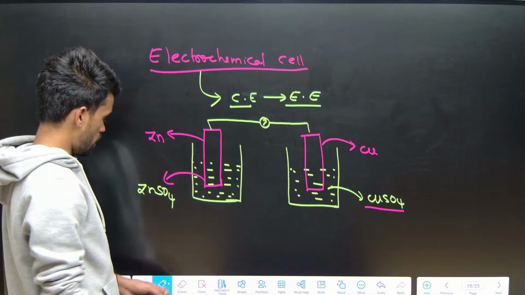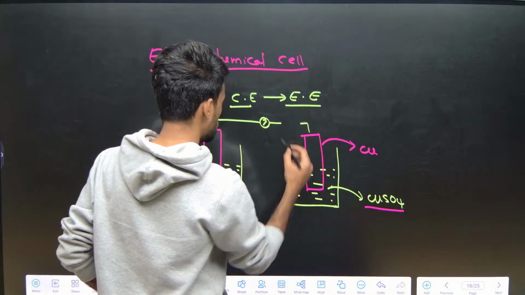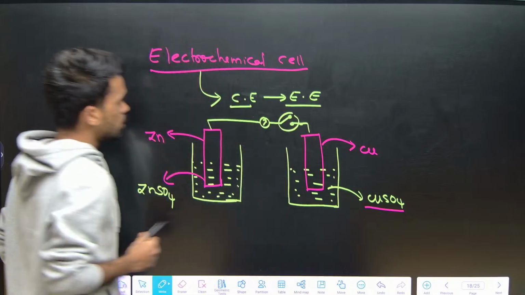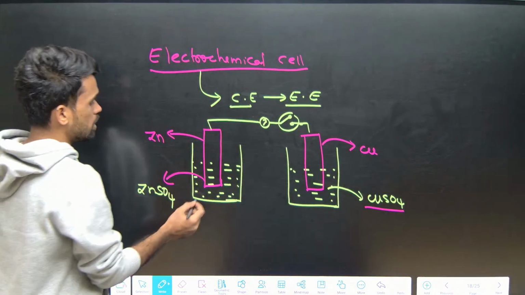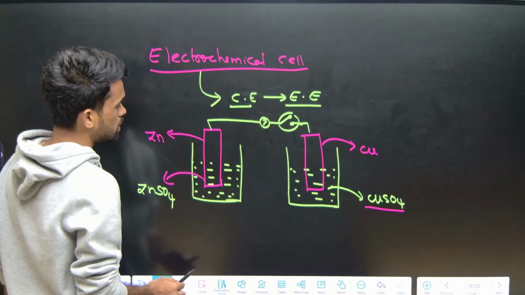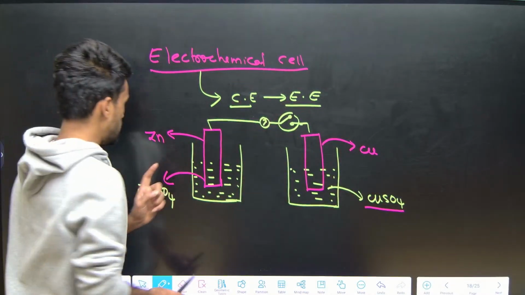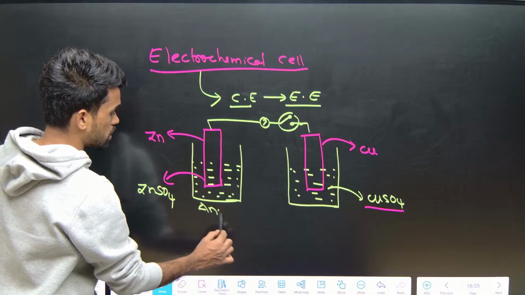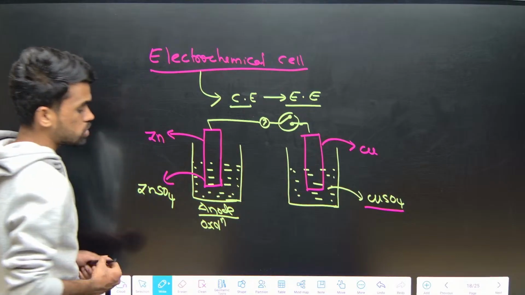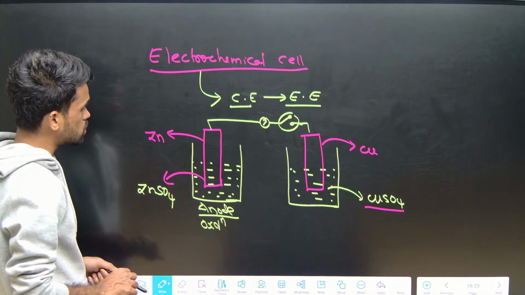Okay, so now here I am attaching one key also. This is the key. Next, what is happening? You have connected from anode to cathode. So now what happens here is, this is the anode compartment I am saying now. At anode, oxidation takes place. What is happening at anode? Oxidation takes place. So how is this oxidation taking place?